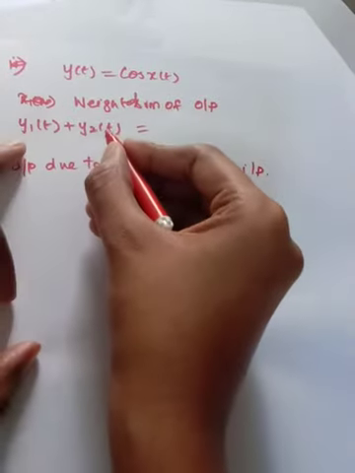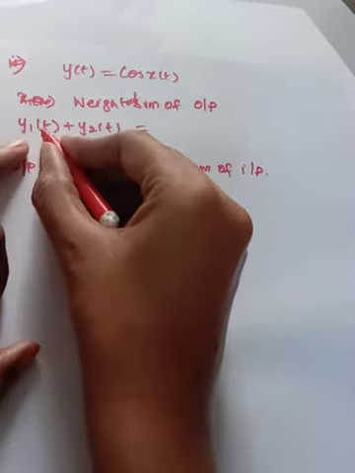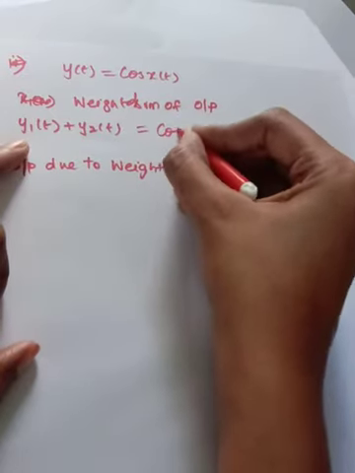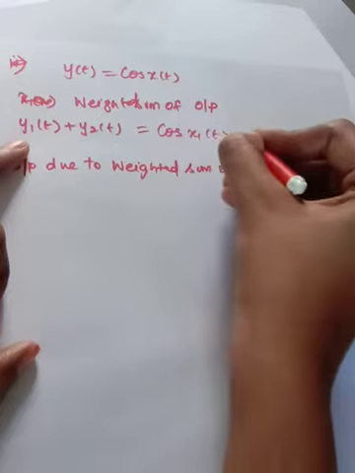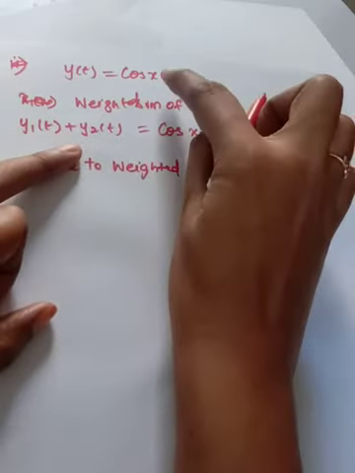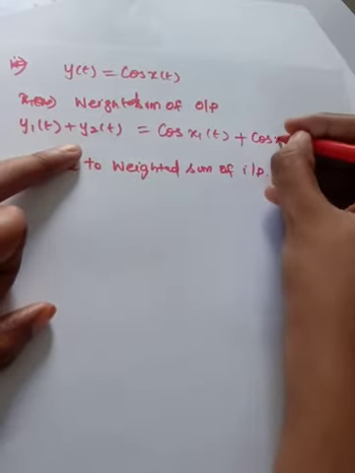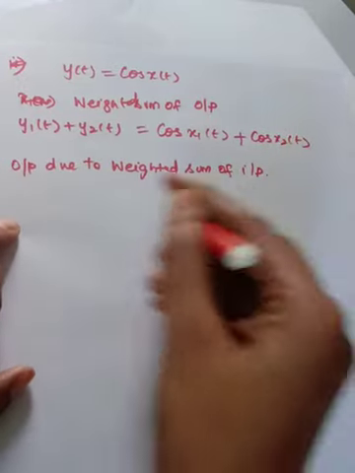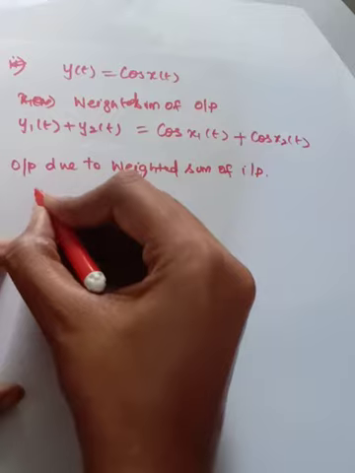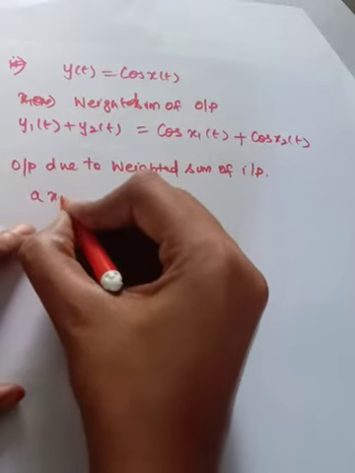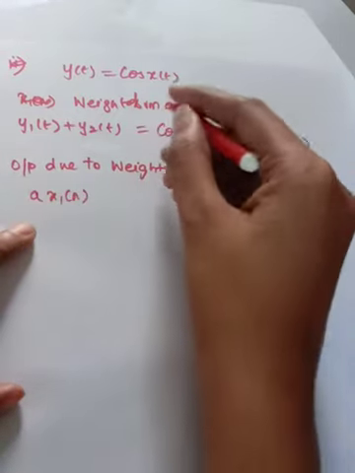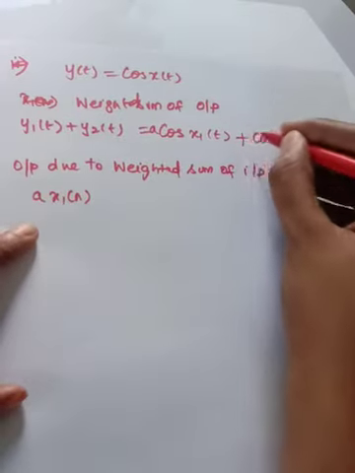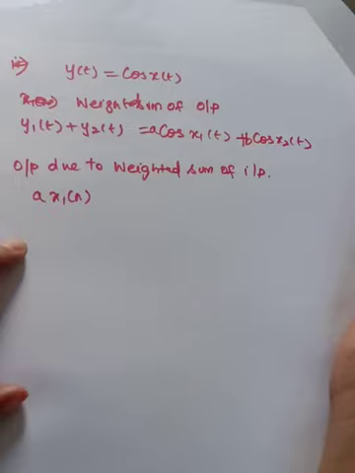So the weighted sum of output: first, y1 of t means we are applying x1 of t. When you apply x1 of t, what will you get? I will get cos x1 of t. Plus, when I apply x2 of t, I will get cos x2 of t. Now this is the weighted sum of output. Okay, now we are going to apply the weighted sum of input. So here I need to do scaling, right? So a cos x1 of t plus b cos x2 of t.